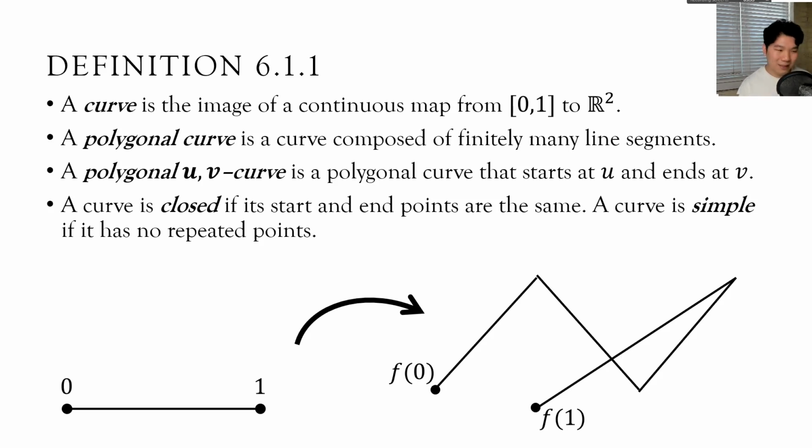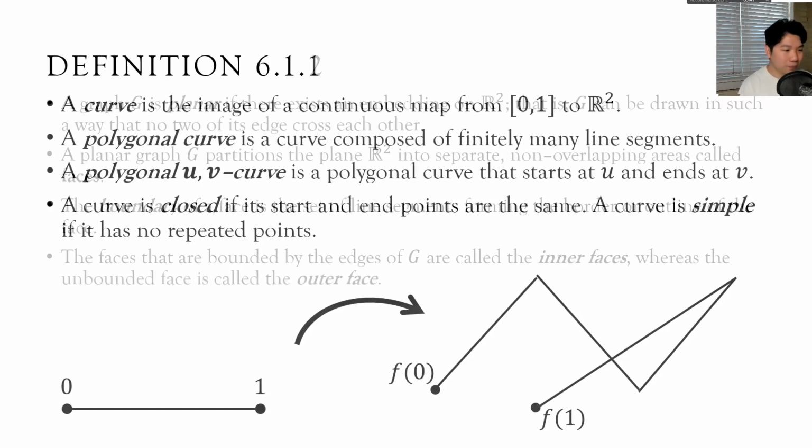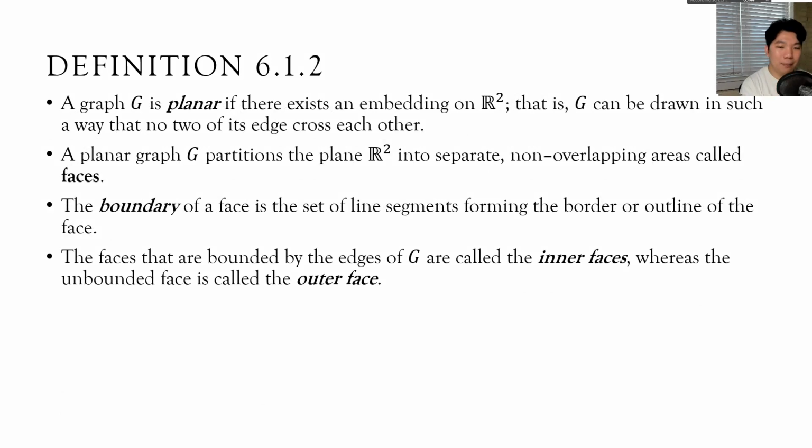So what are we going to do with these definitions? Well, we can finally now introduce the definition of planar. What does it mean for a graph to be planar? A graph G is planar if there exists an embedding on R2. Or, more informally, a graph is planar if I can redraw my graph G in such a way that no two of its edges cross each other. Or I can think of this as all the edges of my graph creating simple curves, in a sense.